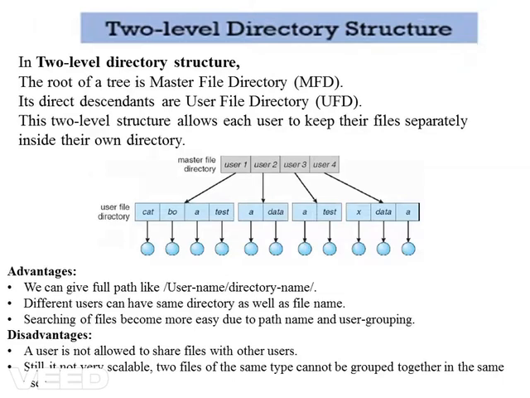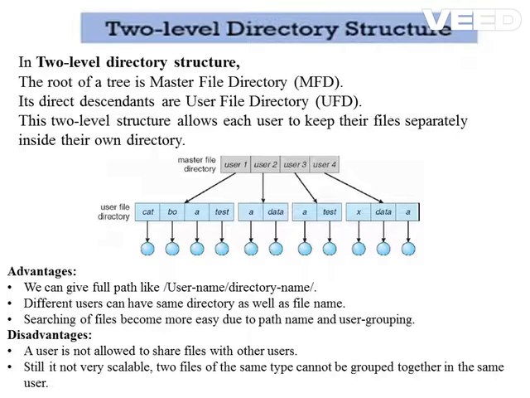The second one is the two level directory structure. In a two level directory structure, we have two directories named MFD and UFD. MFD is known as the master file directory, and UFD is known as the user file directory. So the root node is known as the MFD, that is master file directory, and the second one, UFD, is known as the descendants or user file directory.